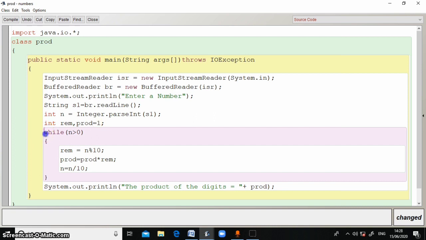We will be using a while loop, and the condition for the while loop is n greater than 0. That means the number should be greater than 0. rem = n % 10, prod = prod * rem, n = n / 10. Now let us understand the execution of this program.